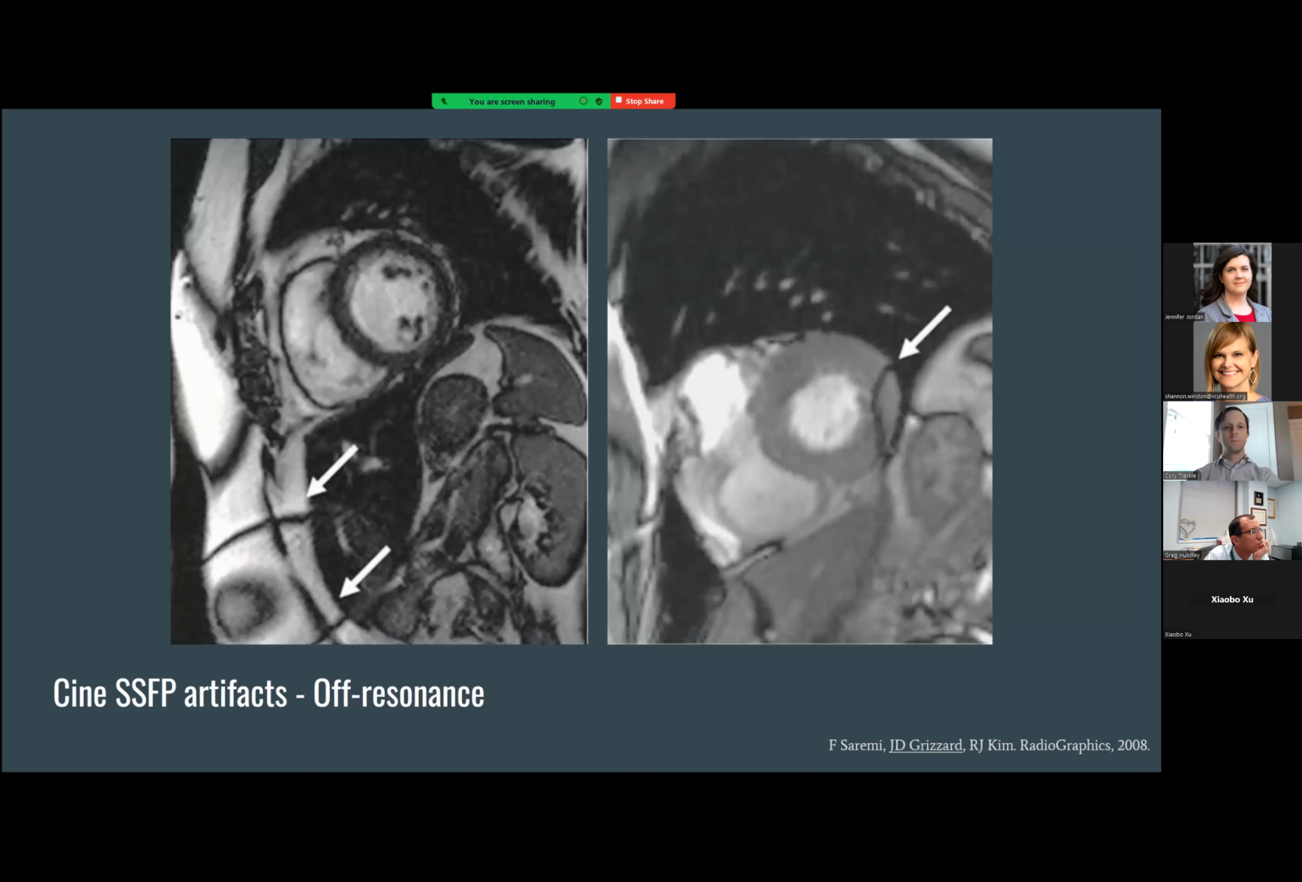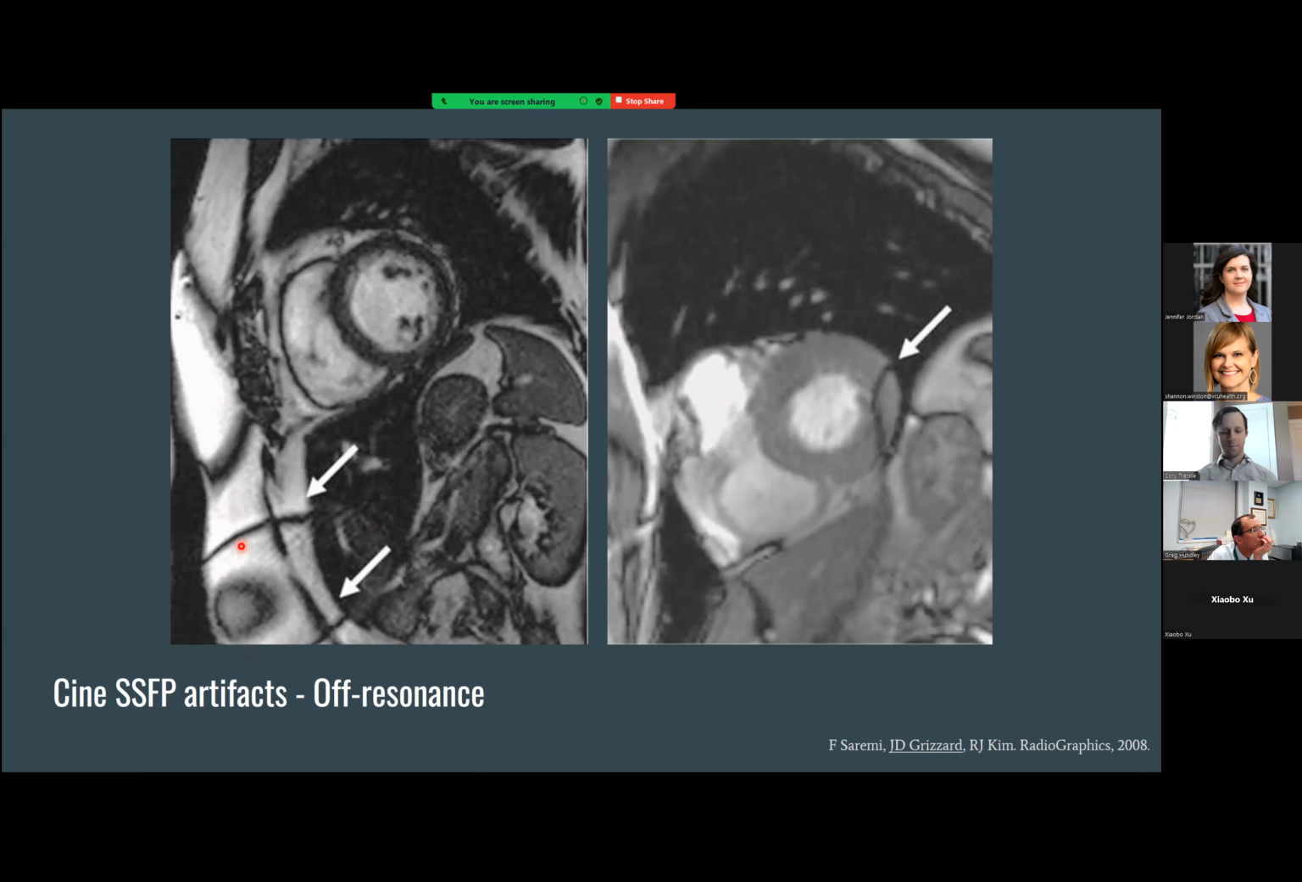Another type of artifact that we frequently see in our cine SSFPs is the off-resonance artifact. So what you can see here is we have our balanced SSFP, and you have dephasing that occurs between the pulses. So when the signal profile hits a plateau in our pulse program, it can be interrupted, and it causes these off resonance points because the center frequency may be offset here. So what that results in are these black lines that the arrows are pointing to here.